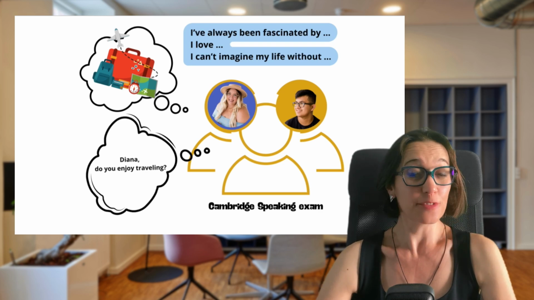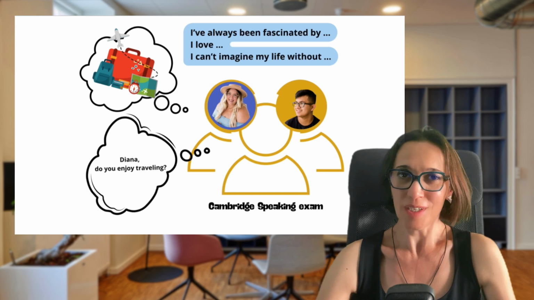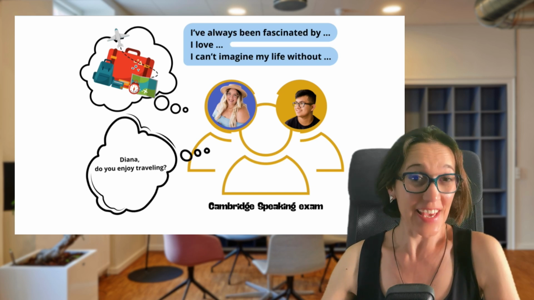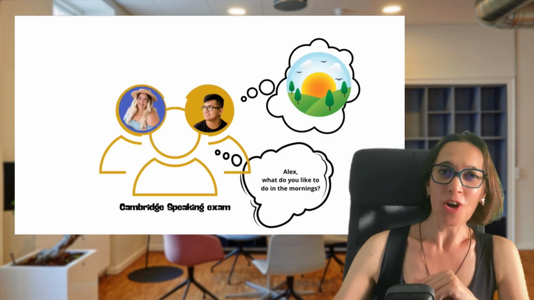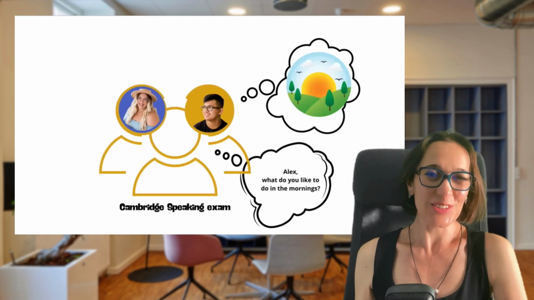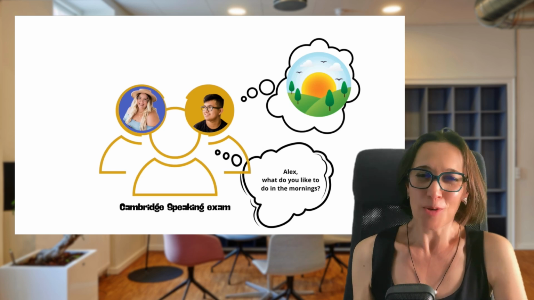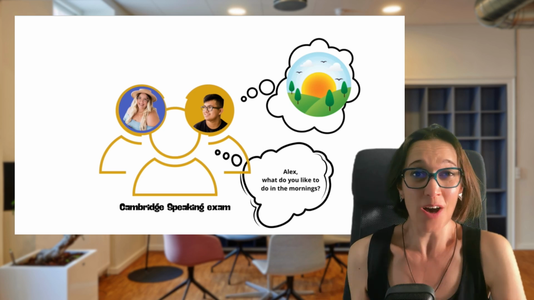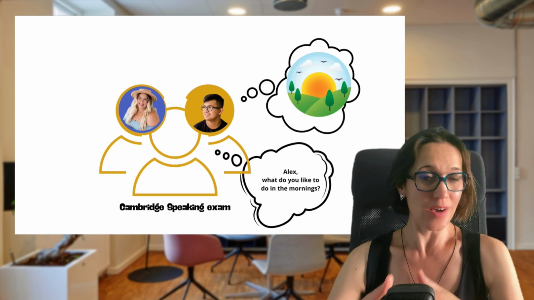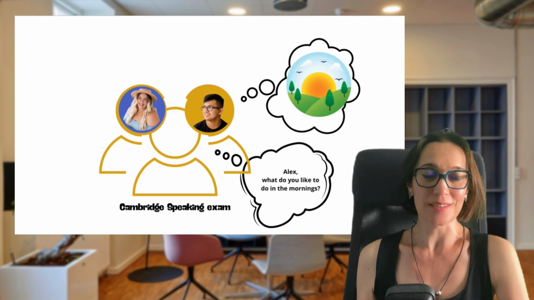What is the word that defines him? Diana is a globetrotter. What about him? He is an early riser or an early bird, just like me. Someone who gets up or arrives early, or someone who does something before other people do. Here is the question the examiner asks him: Alex, what do you like to do in the mornings?